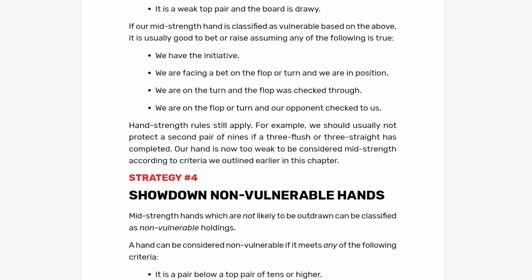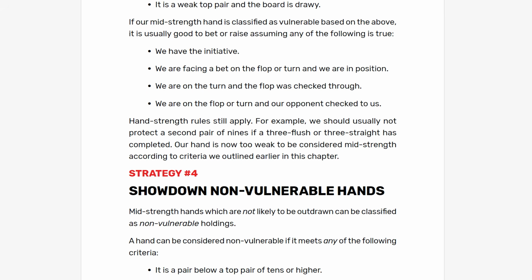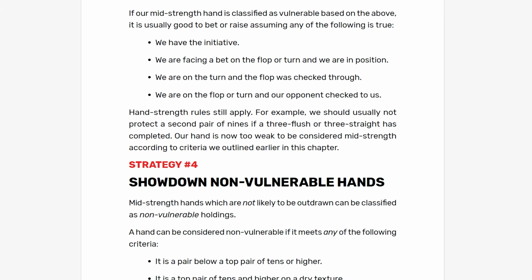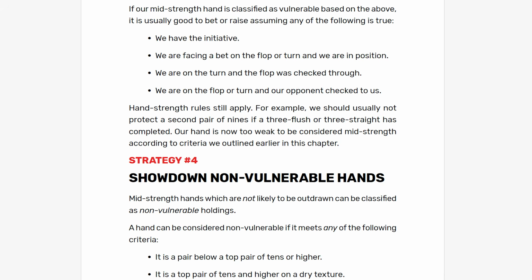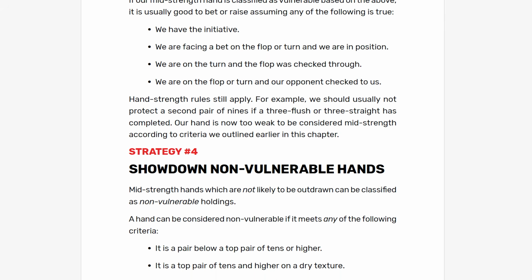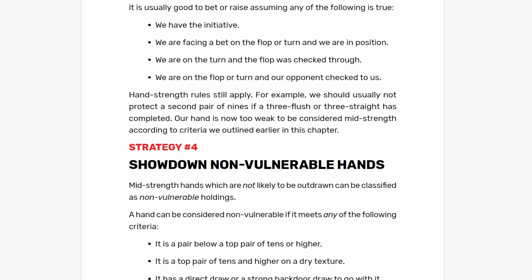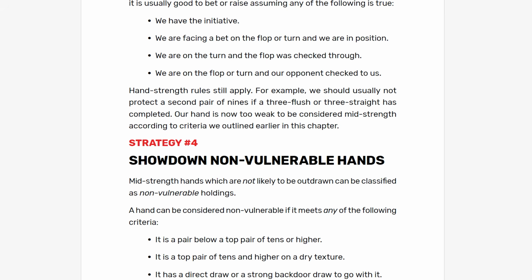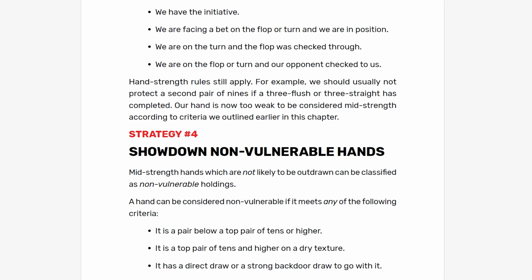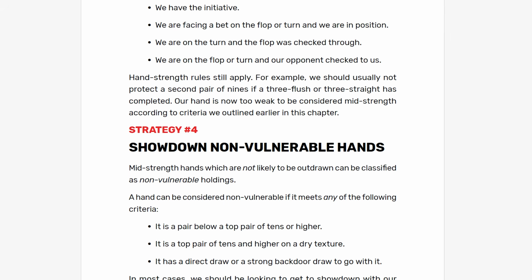Strategy 4. Showdown non-vulnerable hands. Mid-strength hands which are not likely to be outdrawn can be classified as non-vulnerable holdings. A hand can be considered non-vulnerable if it meets any of the following criteria. 1, it's a pair below top pair of 10s or higher. 2, it's a top pair of 10s and higher on a dry texture. Or 3, it has a direct draw or strong backdoor draw to go with it.